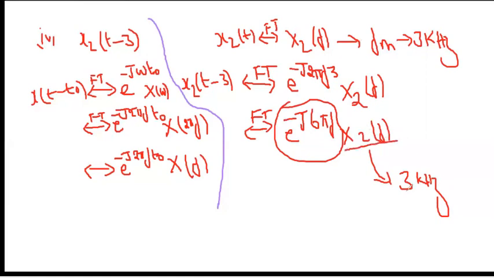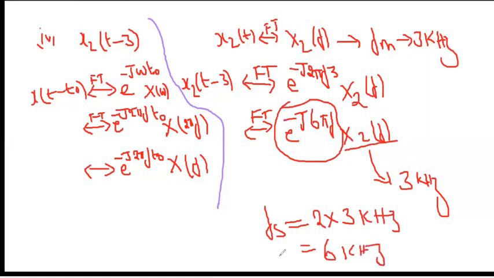Now you can find the sampling frequency fs, which is equal to 2 into 3 kilohertz, that is equal to 6 kilohertz.